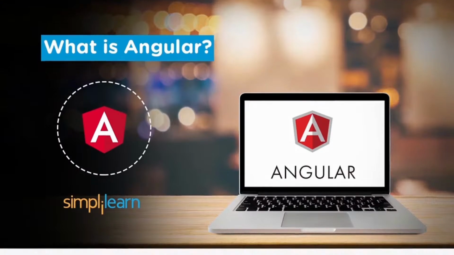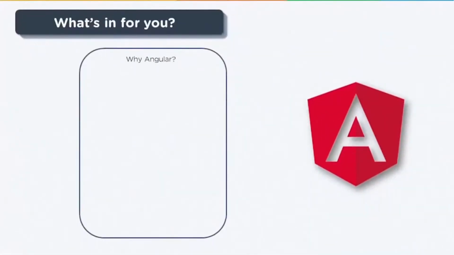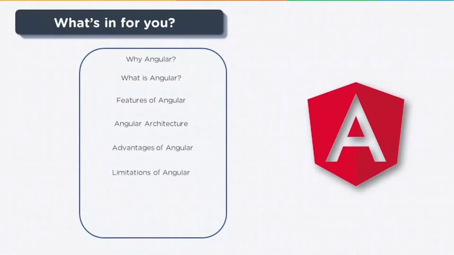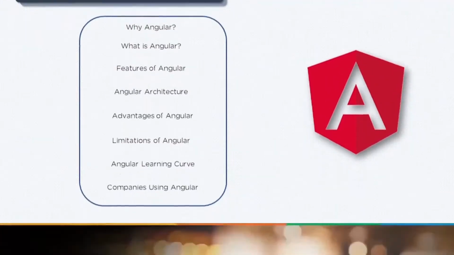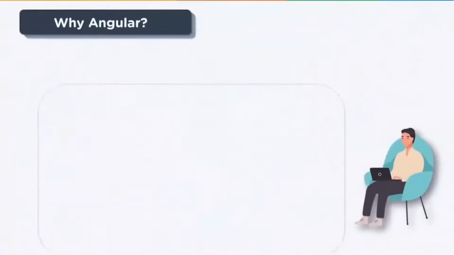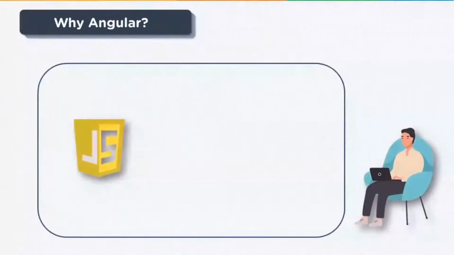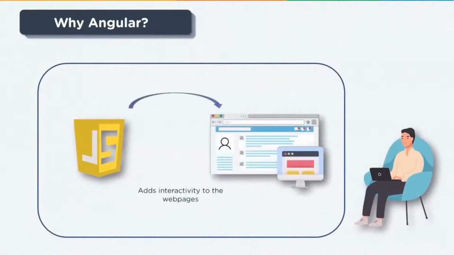So here is a list of topics that we're going to be covering. First up, we'll see why Angular was introduced. Then what is Angular, features of Angular, Angular architecture, advantages and limitations of Angular, the learning curve of Angular, and finally we'll look at some of the companies that deploy Angular. So without further delay, let's begin. Why Angular? Now, JavaScript is the most commonly used client-side scripting language. It is written into HTML documents, enabling interactions with web pages in many unique ways.